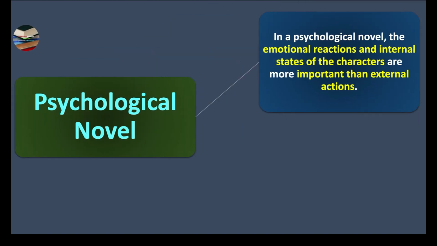We have some more ideas about the psychological novel. In a psychological novel, the emotional reactions and internal states of the characters are more important than external actions. Though internal states do have their own impact upon the external behaviors of the characters, in a psychological novel our focus is more upon the internal states of the minds of the characters.